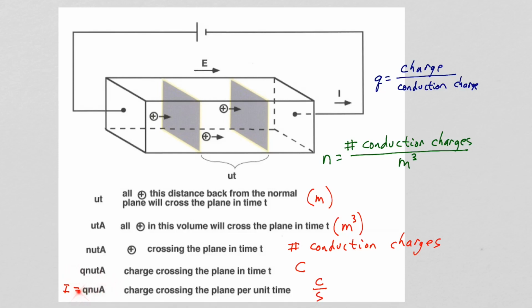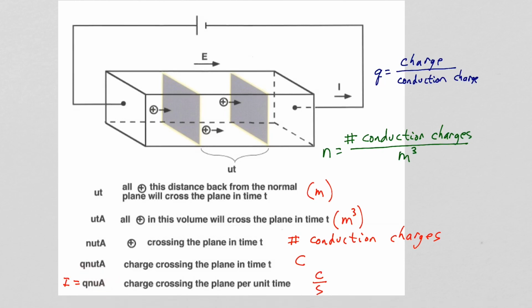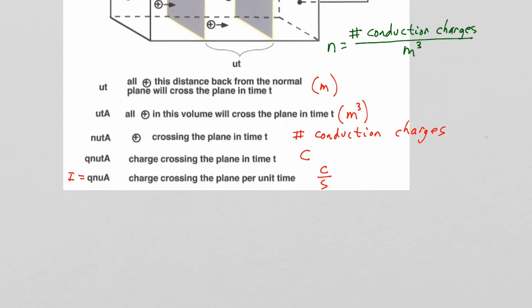Now, you should have a model of what's happening so that this equation makes sense. It's something you could just write down. The faster the charges are moving, the more of them will go through your observation plane per second. The greater the cross-sectional area of your plane, the more charge you'll have going through per second. The greater the density of the charge, the greater number of charges will go through your plane per second. And to get to a current, you know it's a charge flow per second, so you have to multiply by the charge of each of your conduction charges.